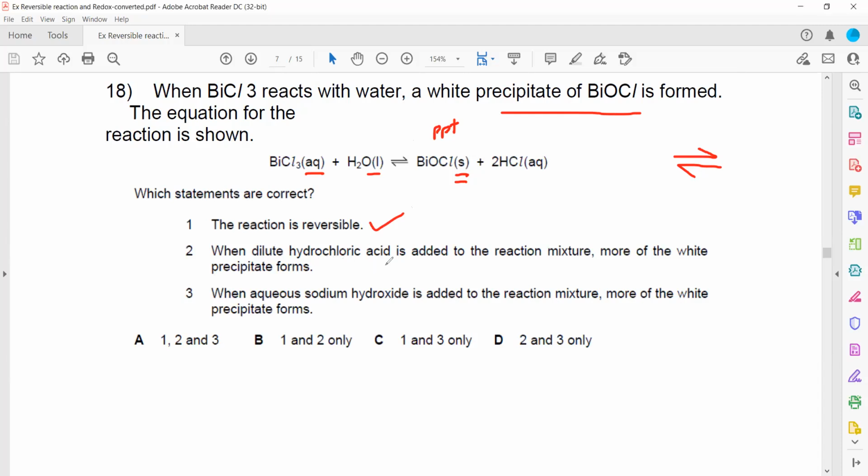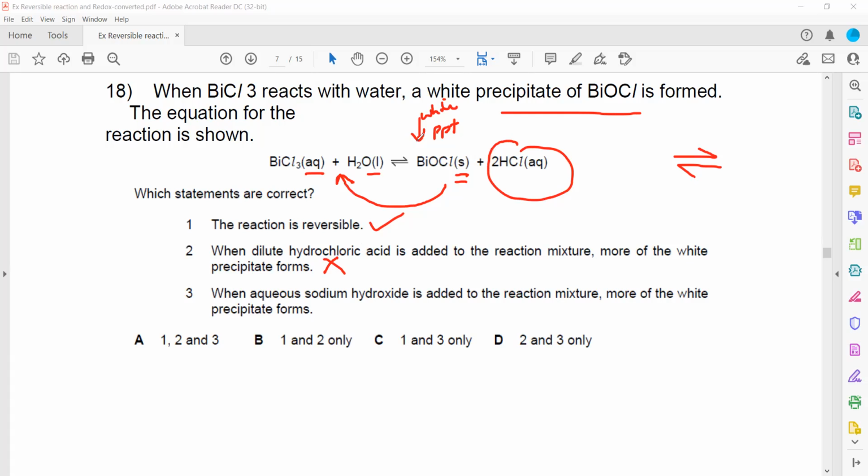When hydrochloric acid is added, more white precipitate forms. This BiOCl is a white PPT, a white solid. But if we add more HCl, what happens? Equilibrium will shift towards the left hand side. So if equilibrium shifts towards the left hand side, the amount of white precipitate will decrease. It will not increase. That's why 2 is not the right statement.